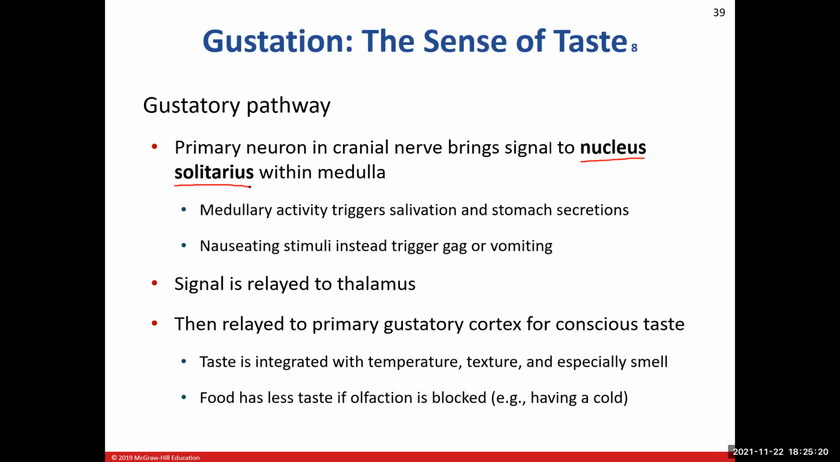Now from here, a couple of things can happen. We'll have some other neurons located in the nucleus solitarius that will get triggered, and they will go to other digestive centers in your brainstem. And that will start your mouth to salivate. That's part of the digestion process.